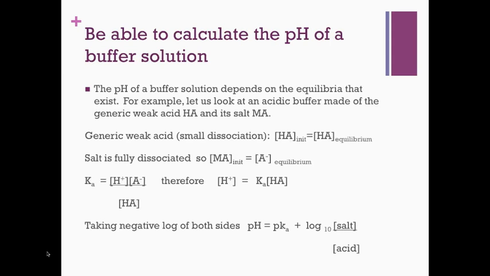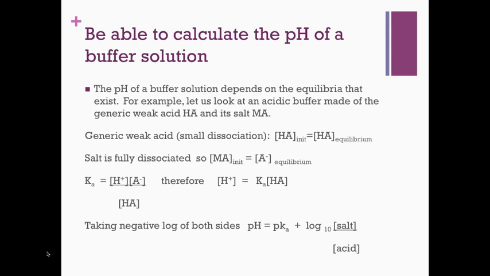You should be able to calculate the pH of a buffer solution. The pH of a buffer solution depends on the equilibria that exists. We're going to look at an acidic buffer for a generic weak acid and its salt. The weak acid, HA, the salt, MA. You can look at examples for generic strong acids and its salt, strong bases, and so on and so forth. But we'll just do one. Well, what about a generic weak acid?